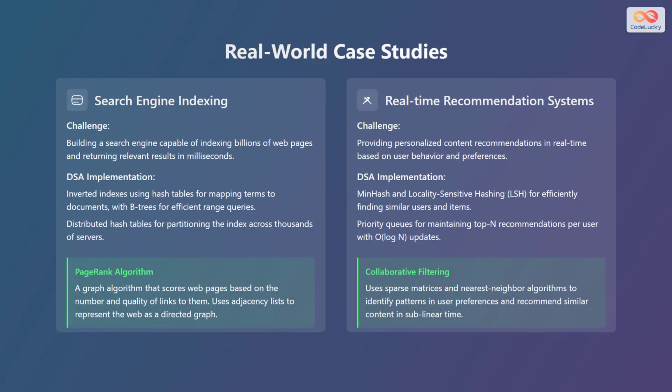Let's examine some real-world case studies where data structures and algorithms play a critical role. In search engine indexing, to build a search engine capable of indexing billions of web pages and returning relevant results in milliseconds, we can use inverted indexes using hash tables for mapping terms to documents, with B-trees for efficient range queries and distributed hash tables for partitioning the index across thousands of servers. The PageRank algorithm, a graph algorithm, scores web pages based on the number and quality of links to them. It uses adjacency lists to represent the web as a directed graph.